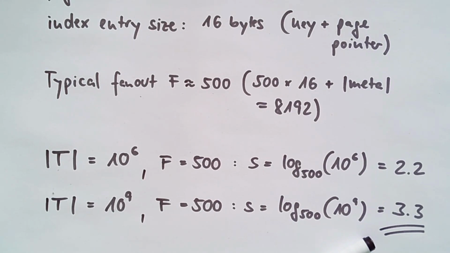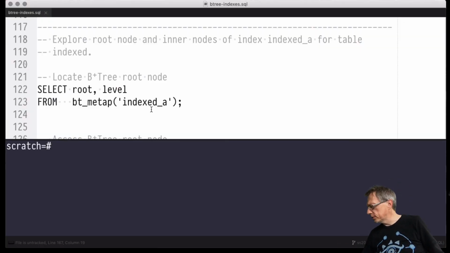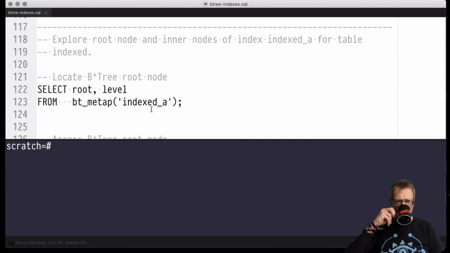Okay, so I think it's now time to switch back to the terminal. There we are. Okay, let me take a sip of coffee here because I have a rough voice. Okay, excuse me.